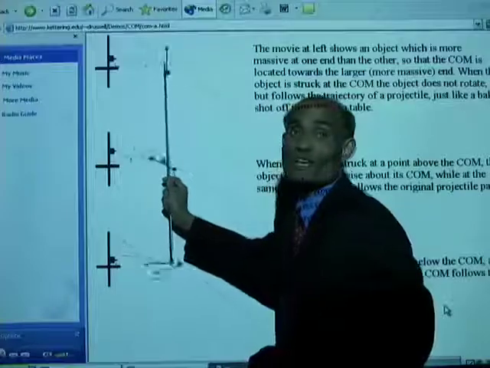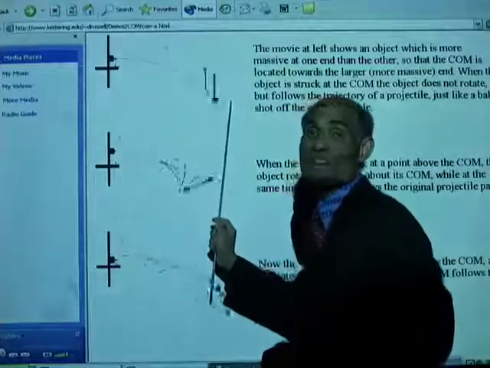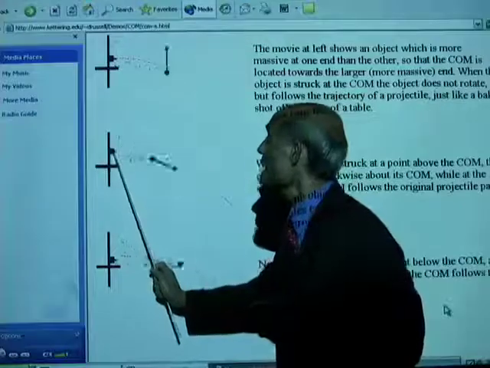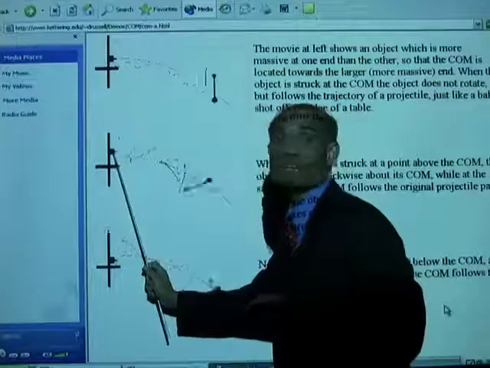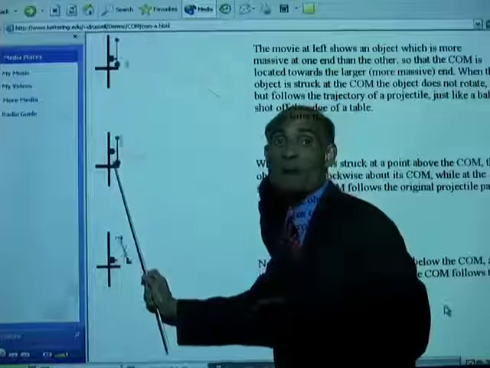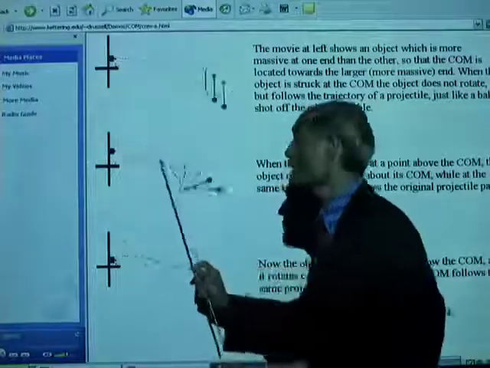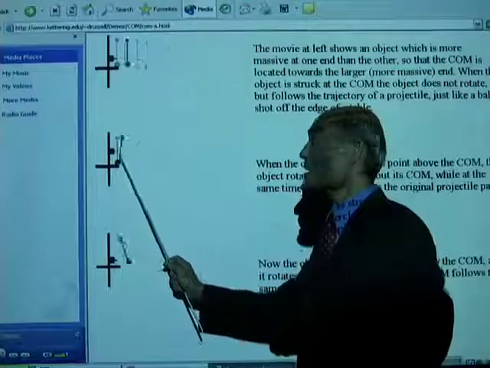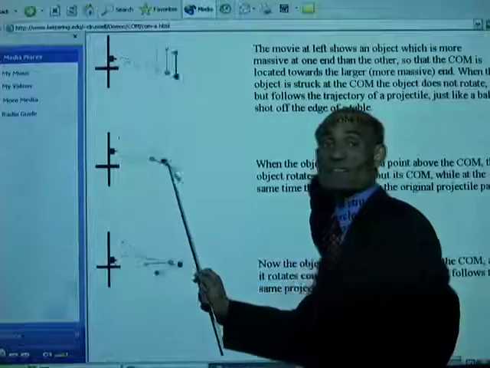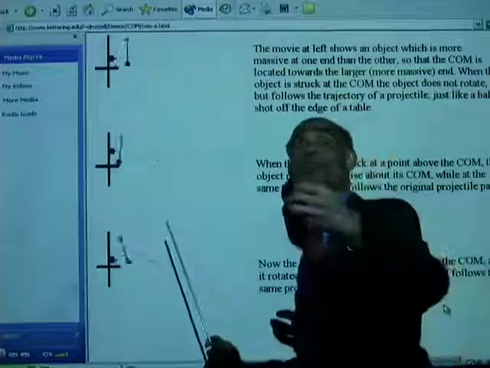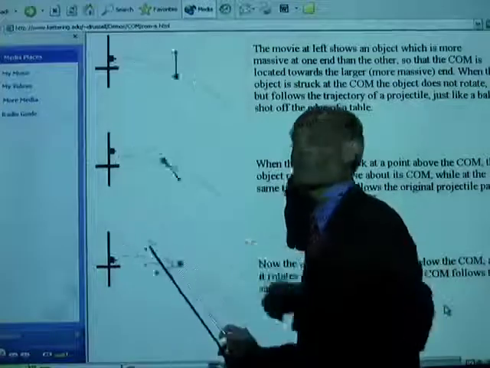And you can see its motion is very simple, just like you project a ball. And in the second diagram, the projection is done above the center of mass, and you can see how it tumbles. But look at the path taken by the center of mass. The center of mass falls as though it is a point particle.